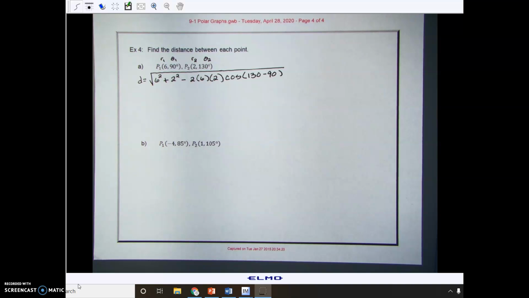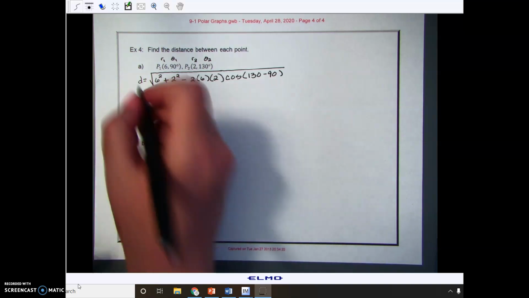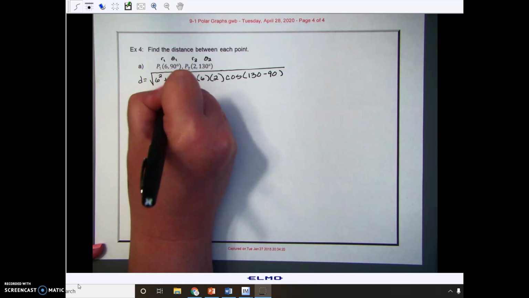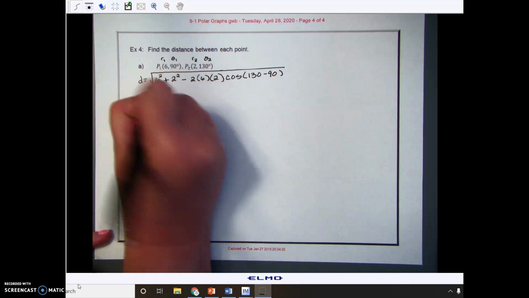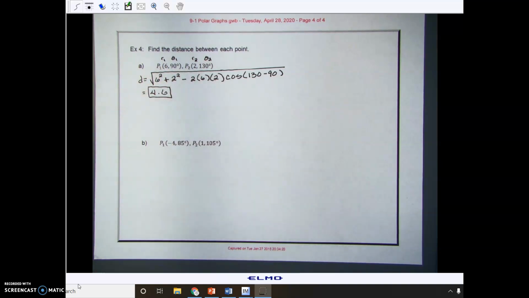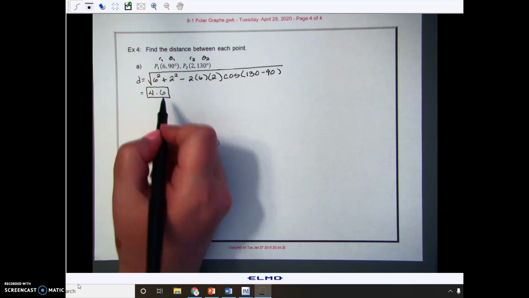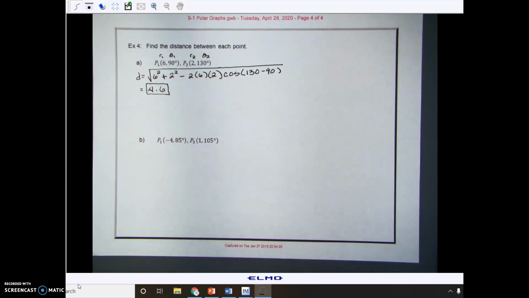Cosine of 130 minus 90 gives me, and so once I take the square root, this is going to be 4.6 rounded to the nearest tenth. All right. So if you read in the book, it's not going to tell you where to round. So we're going to go ahead and round to the nearest tenth unless something tells us to do differently, because there's no way to give the exact answer to this question.